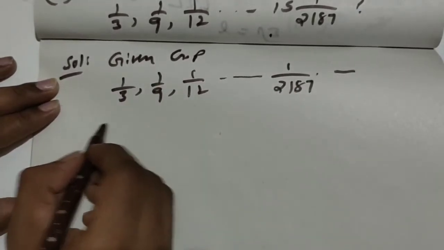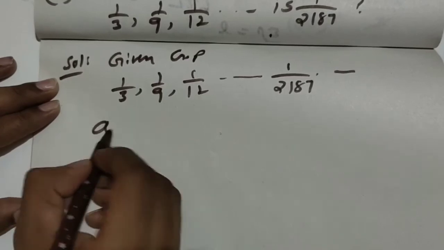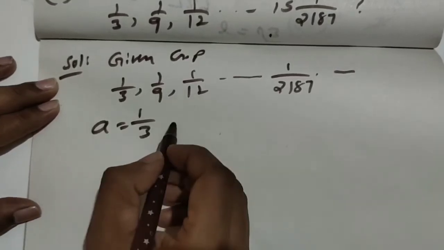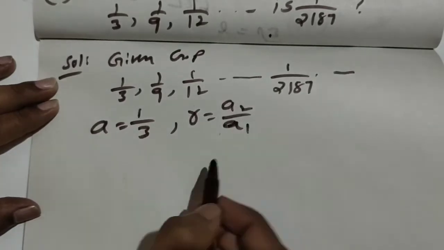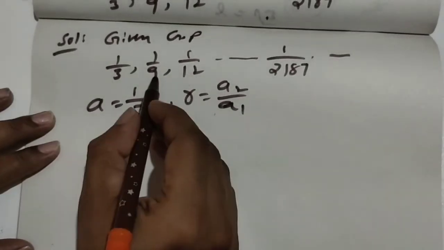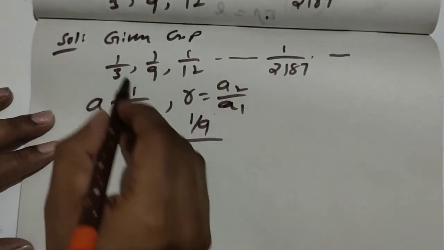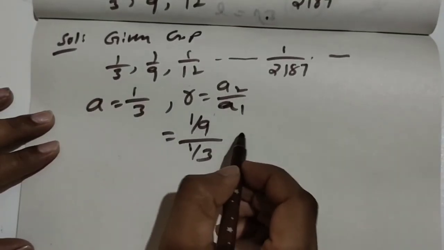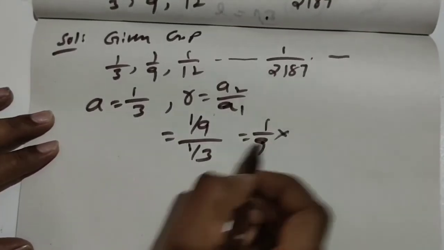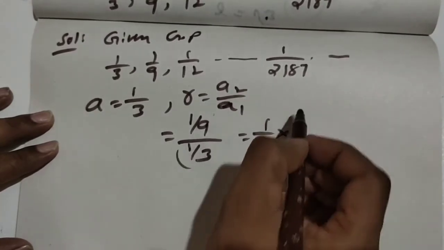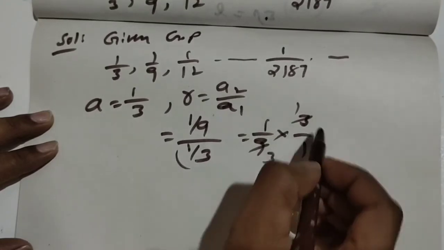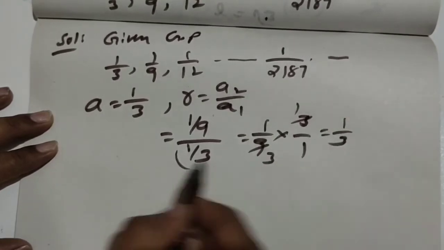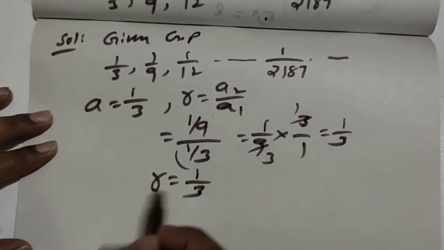Now here we have already a1, that is the value 1 by 3. So immediately find our r value, that is r is equal to a2 by a1, by the same process. Here a2 value is 1 by 9, a1 is 1 by 3. So we get simply 1 by 9 into the reciprocal of this one, which is 3 by 1. So 3 1s are 3, 3 3s are 9, we get simply r value as 1 by 3. r is equal to 1 by 3.